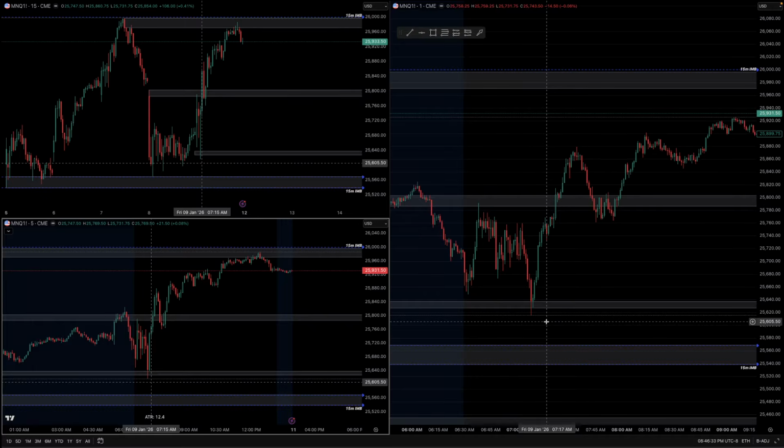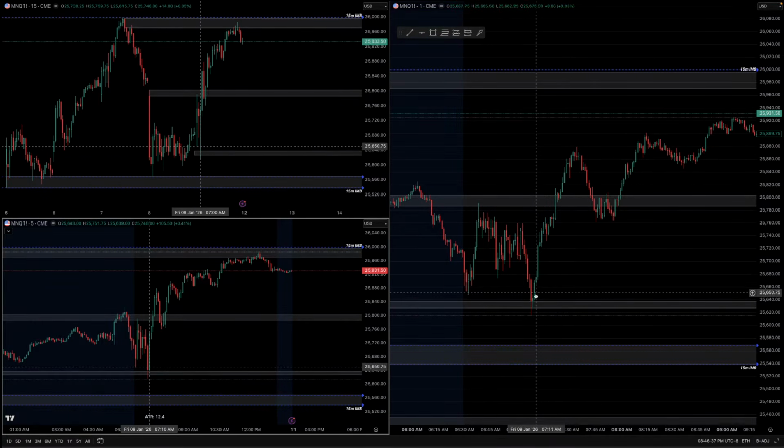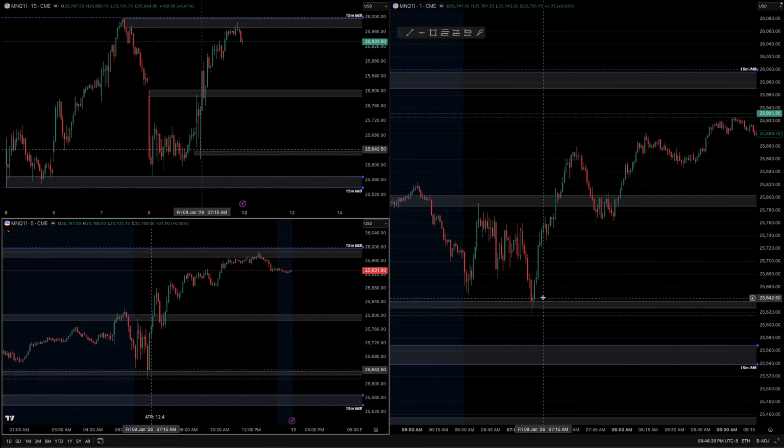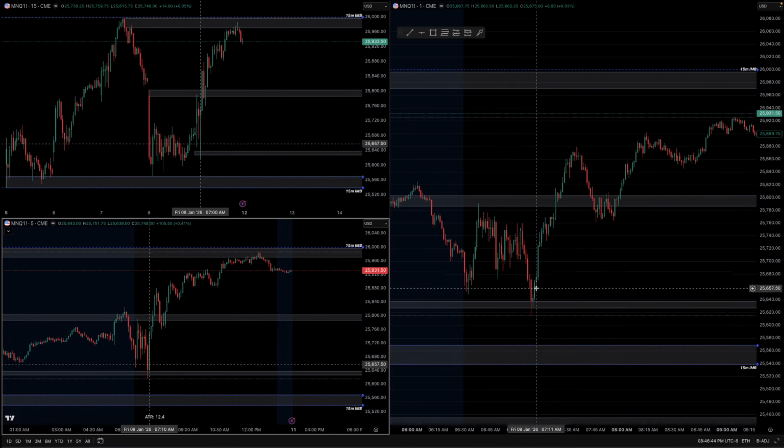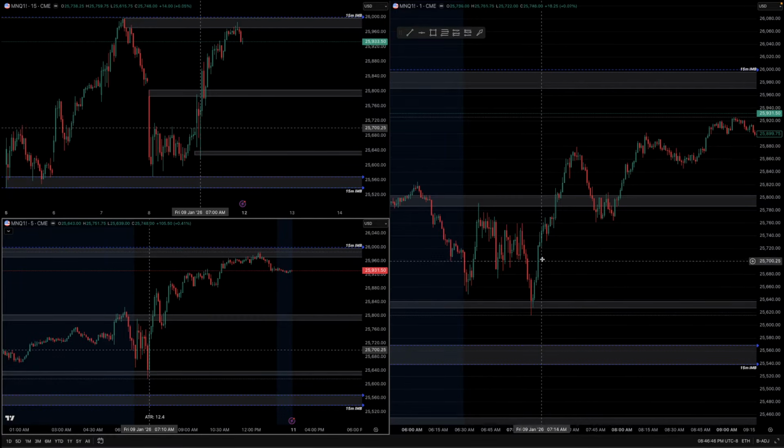For context, before we get into the more systematic approach to my technical system in terms of entries, this is a clean sweep of liquidity. I want to cover this here because I know someone's going to comment about it in the chart or in the comments on YouTube, excuse me. But we did see a really nice expansion move.